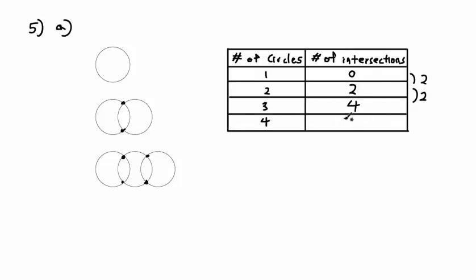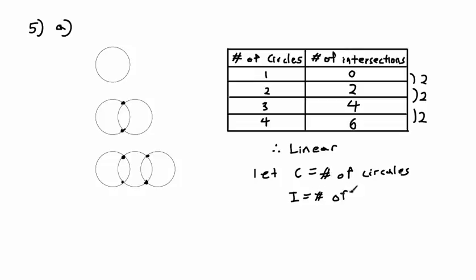That means when we have 4 circles, we have 6 intersections, because 6 minus 4 is 2. And since we have the same first differences, this relation is therefore linear. And since it's linear, we actually have to come up with an equation that relates the circles with the intersections. So let's let C equal the number of circles, and let's let I equal the number of intersections.